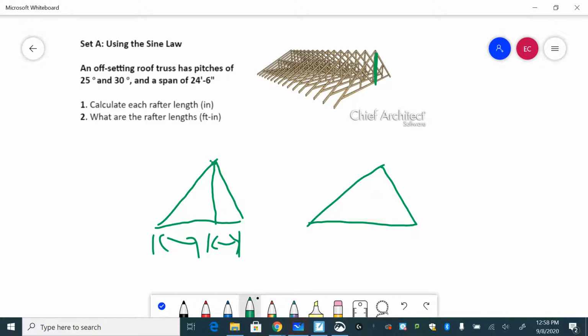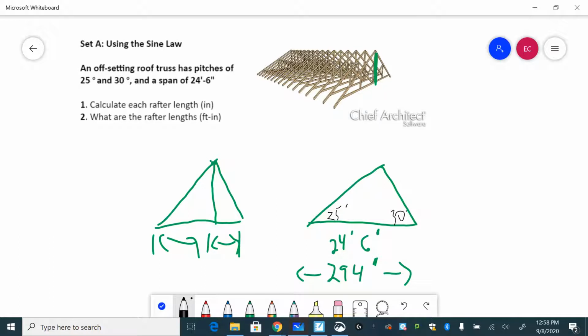So let's look at the span, which is 24 feet 6 inches. Let's convert that right away to just inches. So 24 times 12 plus 6, we have 294 inches. So that's my span. And then we have pitches of 25 degrees and 30 degrees.